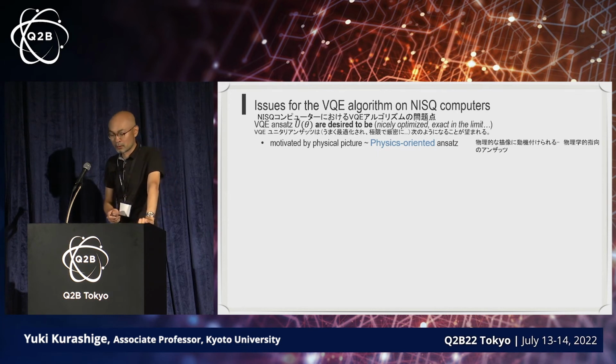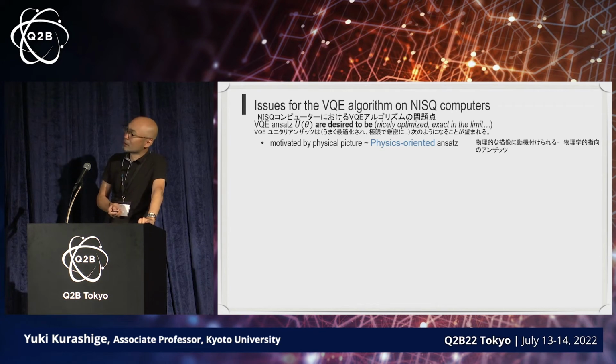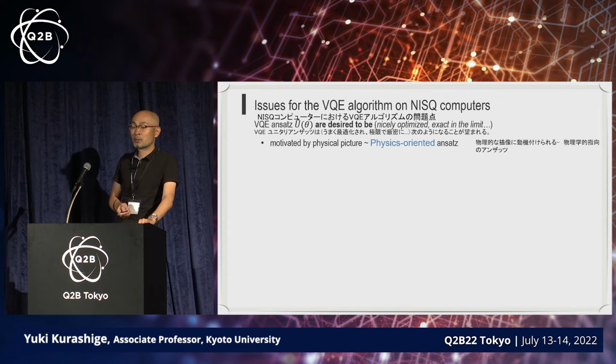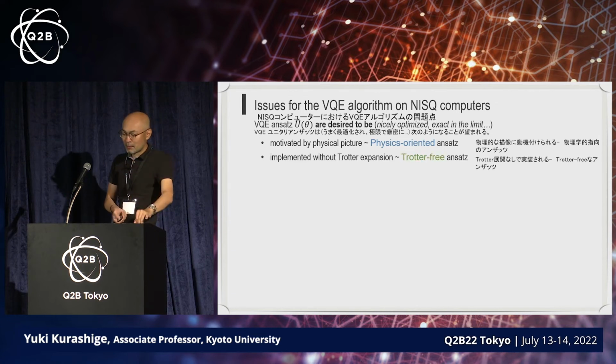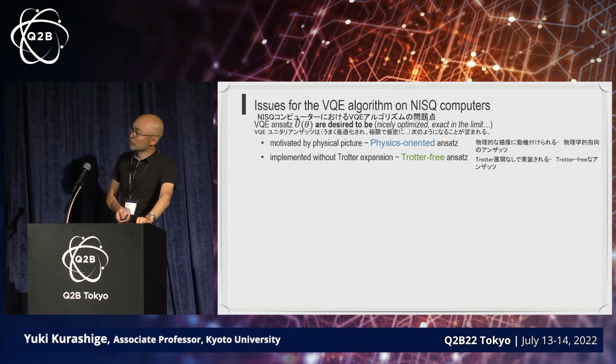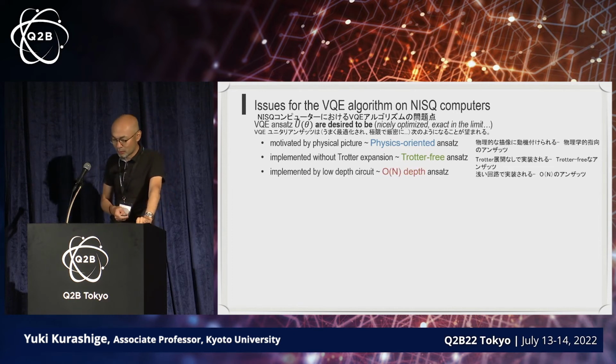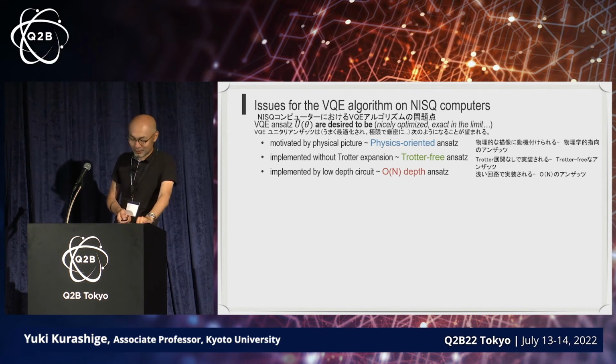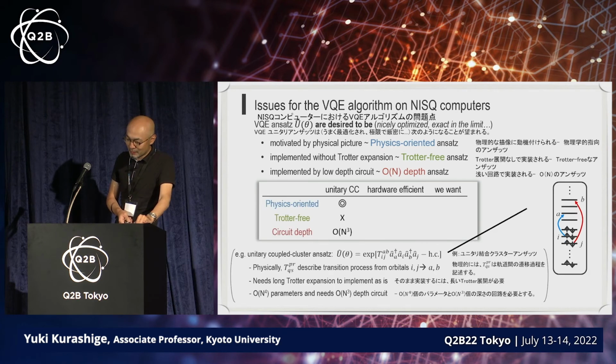So unitary rotation, how we can design it, we are approaching that as well. And what is demanded? First of all, physics-oriented. Based upon a physical model, unitary rotation is expected. And the other one is a Trotter decomposition, as has been presented by the previous presenter. So Trotter expansion, a Trotter-free ansatz, and also a shorter circuit and higher accuracy.